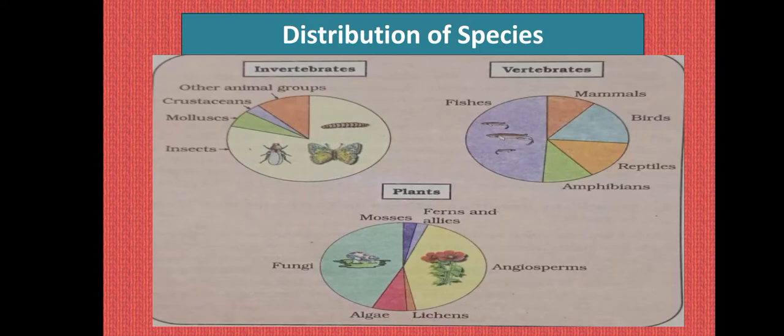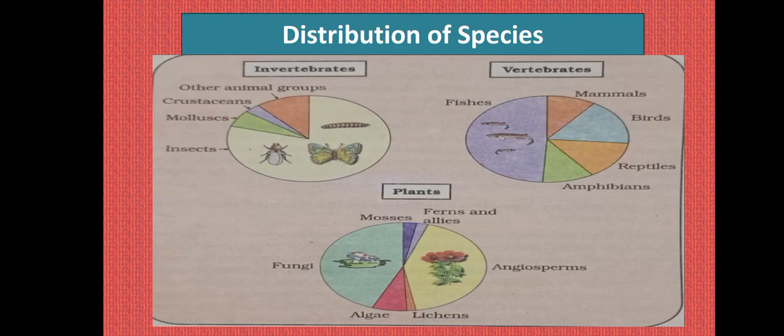Now you are looking here at the distribution of species in 3 pie charts: invertebrates, vertebrates and plants. First of all, invertebrates: the major part is of insects, the second one is other animal groups, third one is mollusks, and the fourth one is crustaceans. The biggest portion of this pie chart is occupied by insects. Approximately 70% of the animal species are insects.